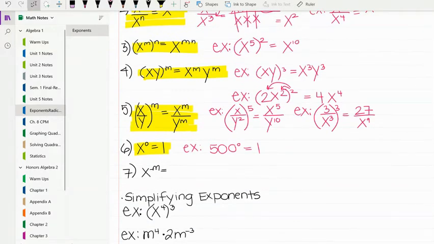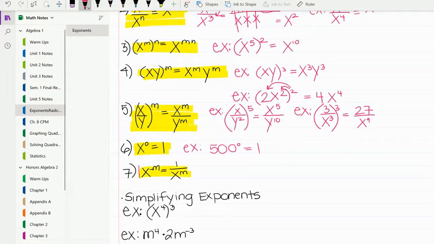So this one says x to the negative m. So this one's kind of weird, but what we have to do is we don't want negative exponents. It's like a bad thing in mathematics. So what we want to do to make this positive is we're actually going to rewrite it as 1 over x to the m. And the reason why I'm doing 1 is because technically there's a magic 1 or an invisible 1 right in front of that. So I'm going to go ahead and highlight this.